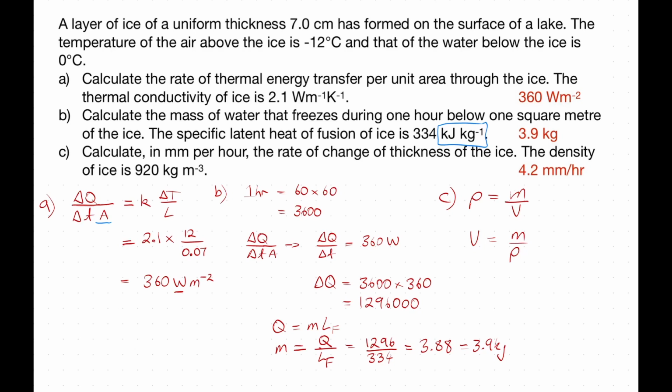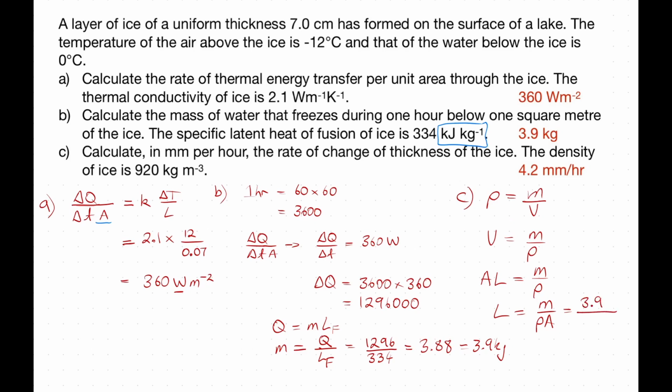So therefore, we're going to break our volume into area times the length, which is then going to be equal to our mass divided by our density. We're after the depth or the growth in it, so therefore it's going to be equal to L, which is then going to be equal to our mass divided by our density times by our surface area. From that, we know that we've got 3.9 kilograms. We're going to divide that by the surface area. The surface area is 1 square meter. The density of ice is going to be 920 kilograms per meter cubed.